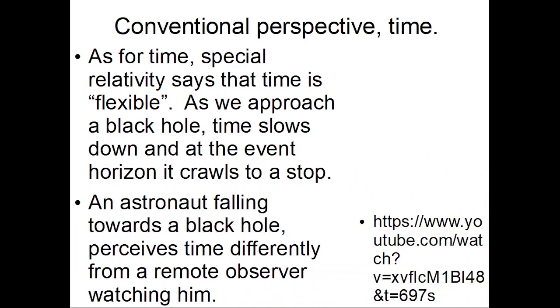Now, according to special relativity, time can be stretched like a rubber band, and the strong gravity around the black hole can stretch time, or dilate or slow down time. At the event horizon, gravity stops time. An unlucky astronaut that's falling toward a black hole perceives time differently from someone who's far from the black hole itself.